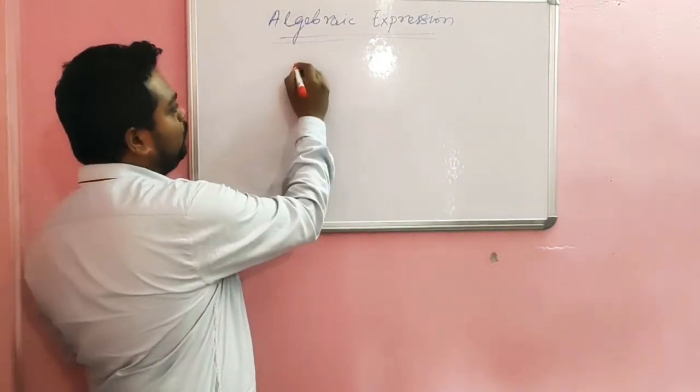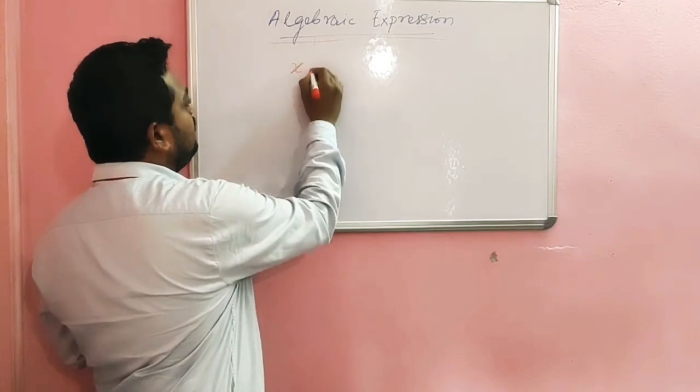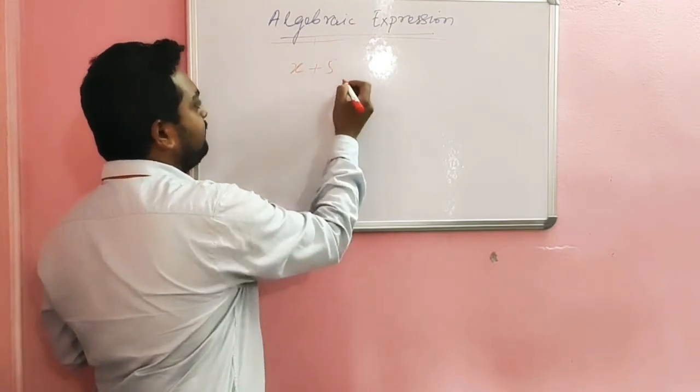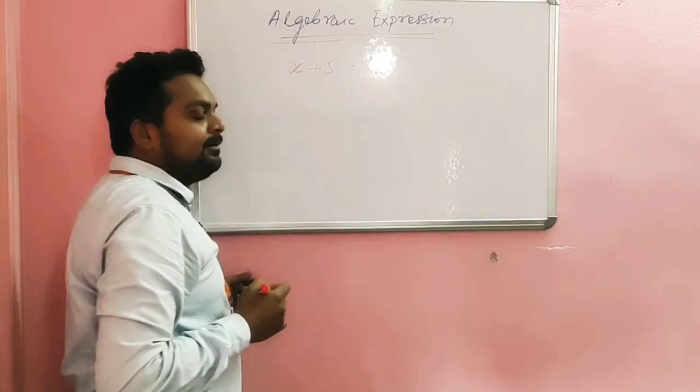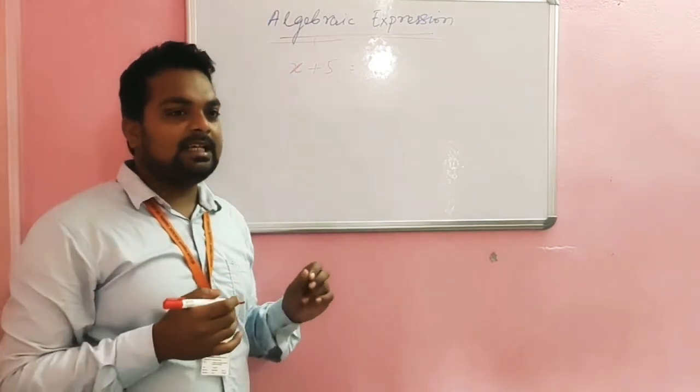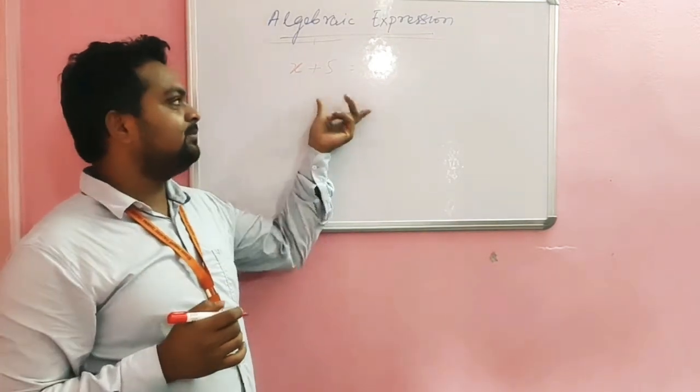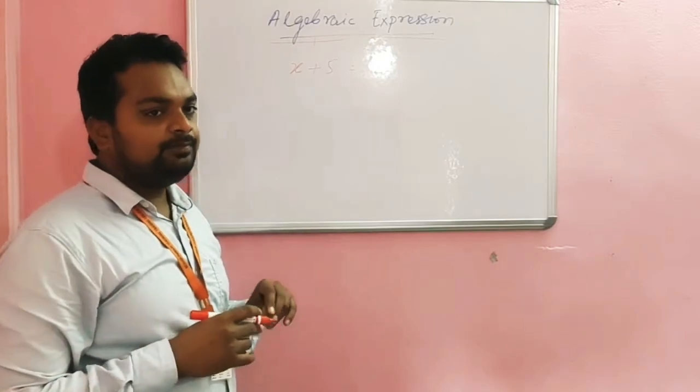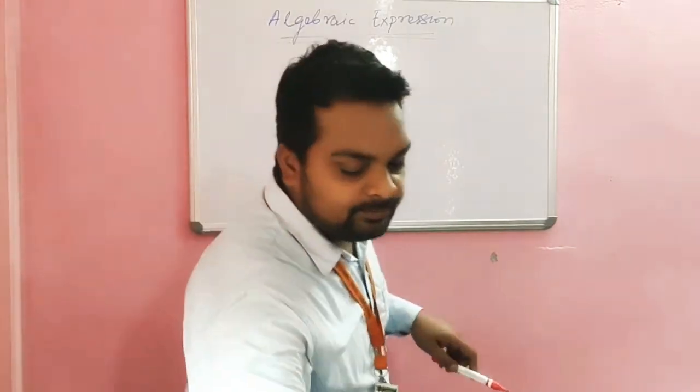So suppose we have x plus 5. x plus 5 is equal to 2. So this is an algebraic expression, x plus 5 is equal to 2. Okay, or you can take.